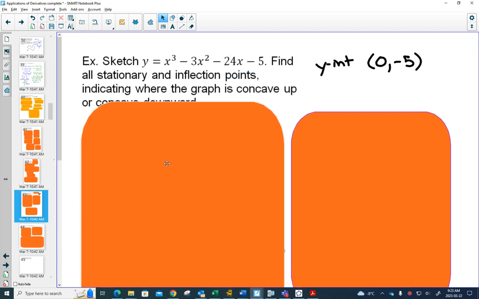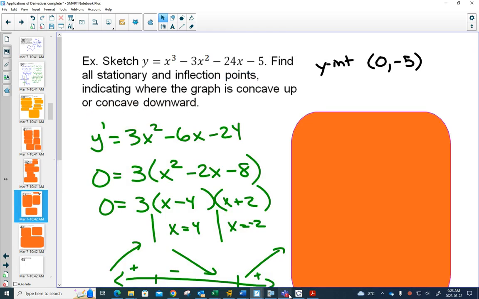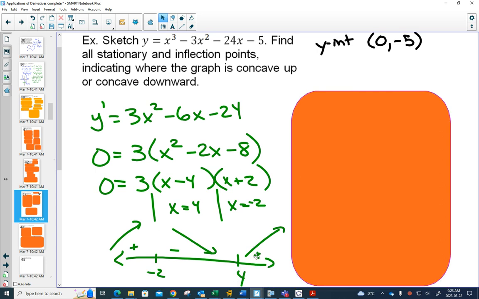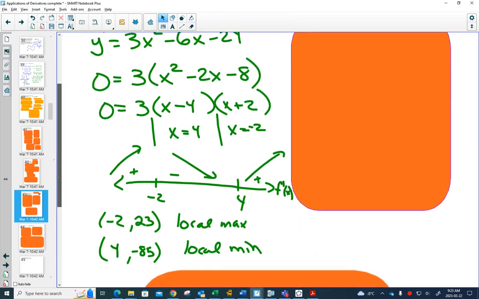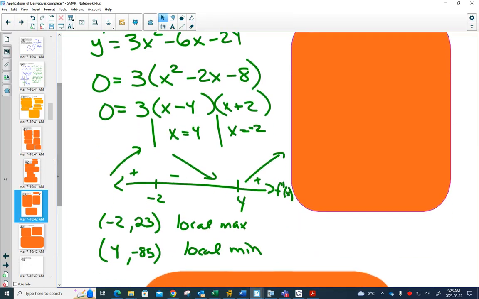So check how you did. First of all, the green part, you found your derivative, set your derivative equal to 0, have your number line for your derivative, and then found out that your local max and your local min were those points.